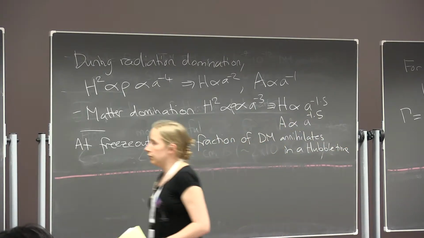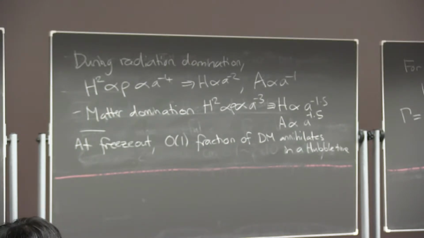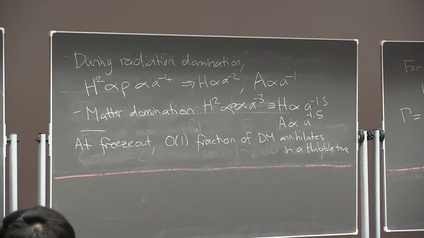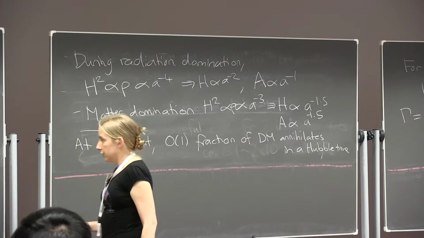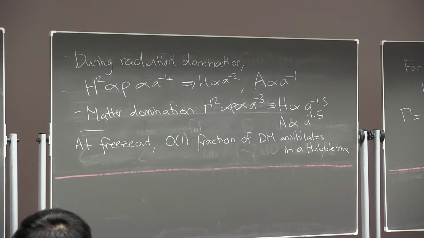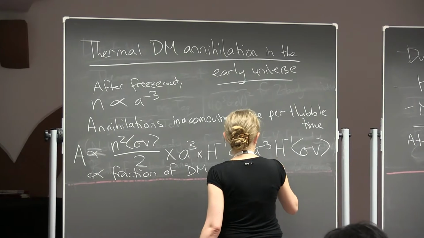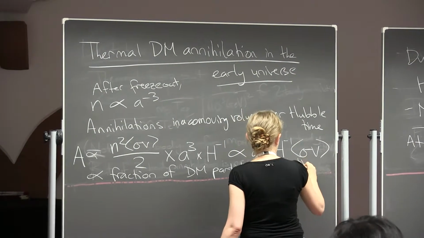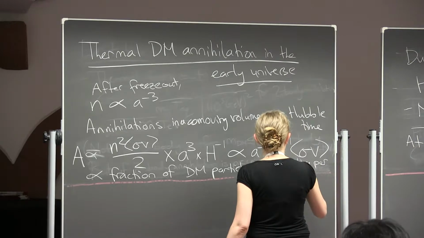So another way, right, so when we describe A, so this is annihilations per co-moving volume per Hubble time, the number of dark matter particles per co-moving volume is a constant after freeze out. The co-moving density is conserved. So another way to say this is that this is directly proportional to the number of dark matter annihilations per dark matter particle per Hubble time. So A describes the fraction of DM particles annihilating per Hubble time.